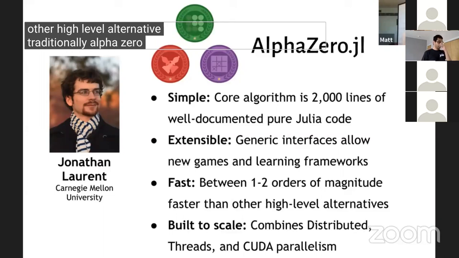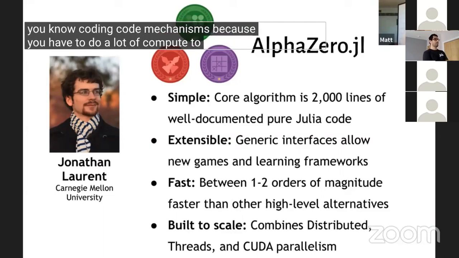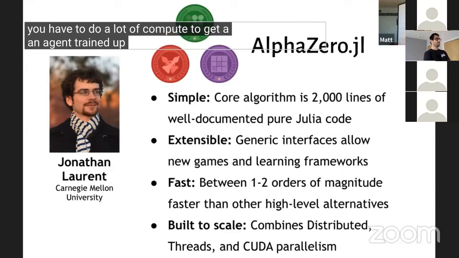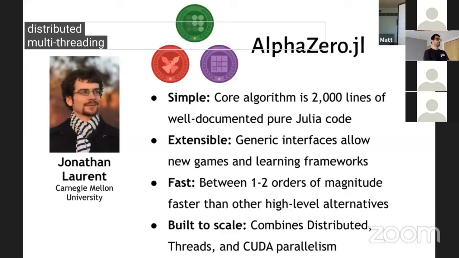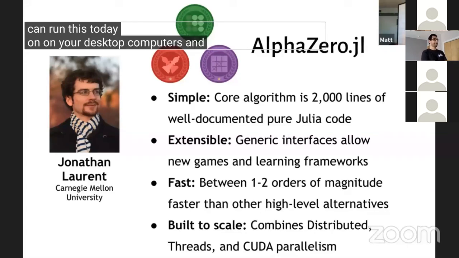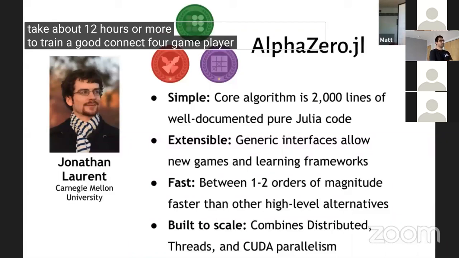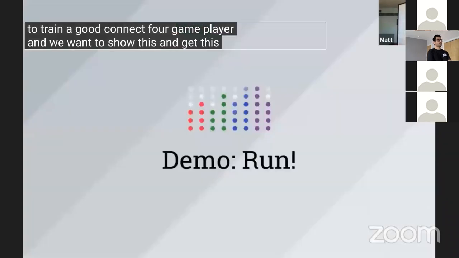Traditionally, Alpha Zero implementations have been written in C++ or C or other hard languages, and very tied to their distributed code mechanisms, because you have to do a lot of compute to get an agent trained up. Alpha Zero uses all of Julia's great parallelism tools, including distributed, multi-threading, and GPU parallelism to get the most out of all of your hardware. You can run this today on your desktop computers, and it'll take about 12 hours or more to train a good Connect 4 game player. And we want to show this and get this parallelized on the cloud. So let's look at what that looks like.